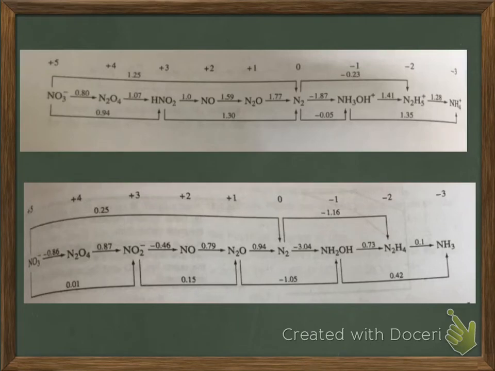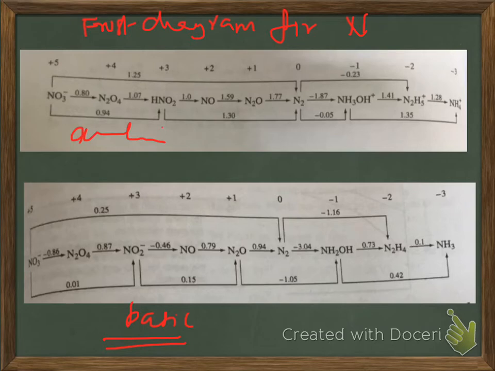Now you have to see the frost diagram for nitrogen. It is Latimer diagram in acidic medium and this is Latimer diagram in basic medium. As we have done for manganese, you do it for nitrogen also. The corresponding values you have in Latimer diagram, you can easily convert it into a graphical form, which we can call as frost diagram.